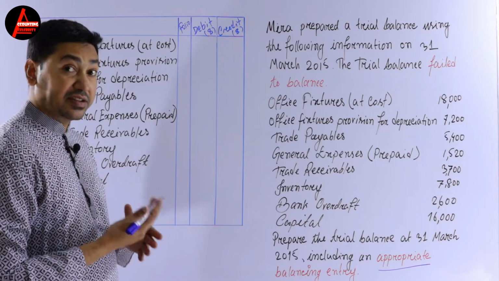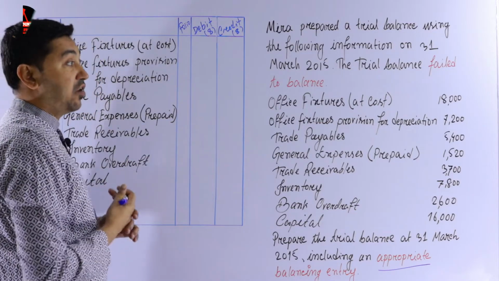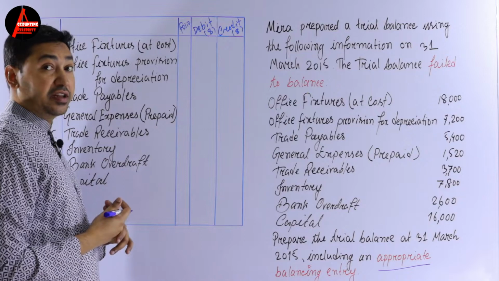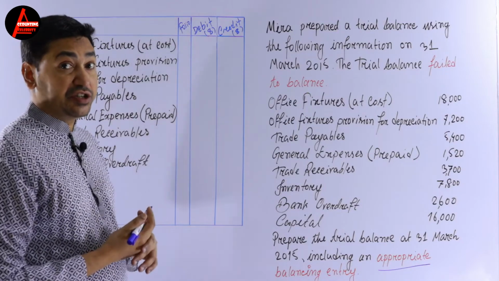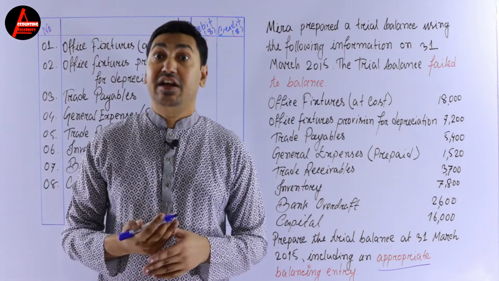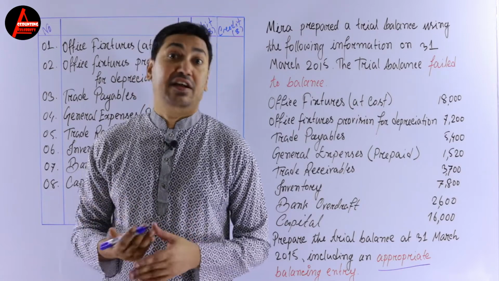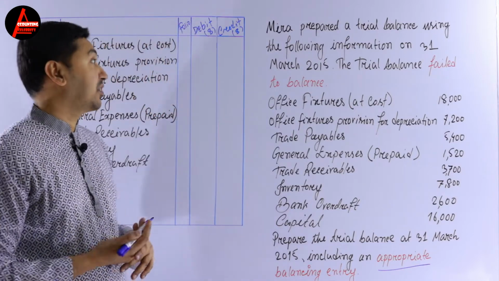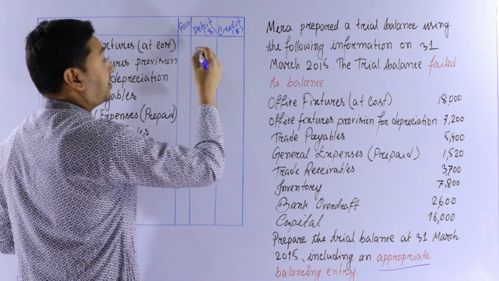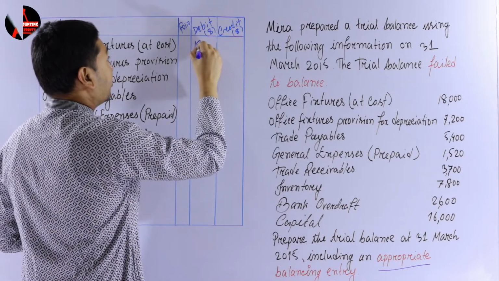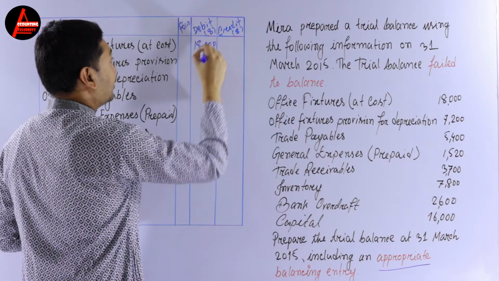Sorry, balancing account. First one is office fixtures at cost $18,000. So already you know office fixtures is an asset. It's a non-current asset, and asset always comes in the debit side. So right here in the debit column $18,000.